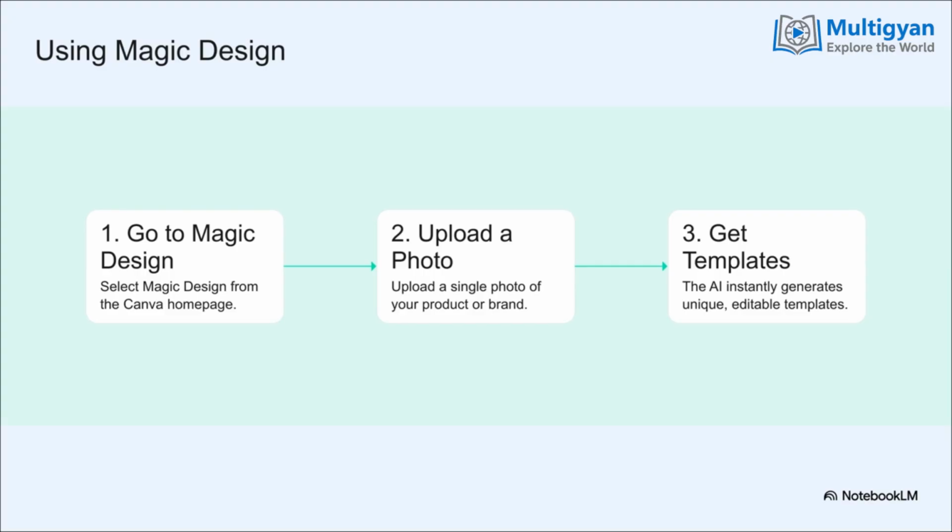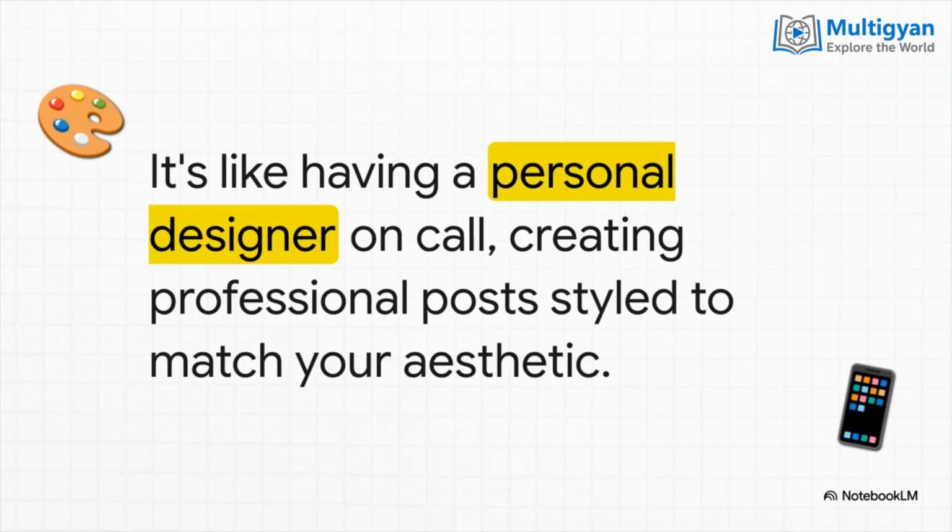You start right from the Canva homepage. You upload a single photo of your product, your event, whatever, and well, that's pretty much it. The AI just takes over and presents you with a whole collection of custom-made, fully editable designs. It's incredible. For a small business owner or a creator, this is huge. It's basically like having a personal designer on call 24/7. It spits out professional, on-brand posts in a flash, making sure everything you create looks sleek and consistent. And all of that just from one photo.